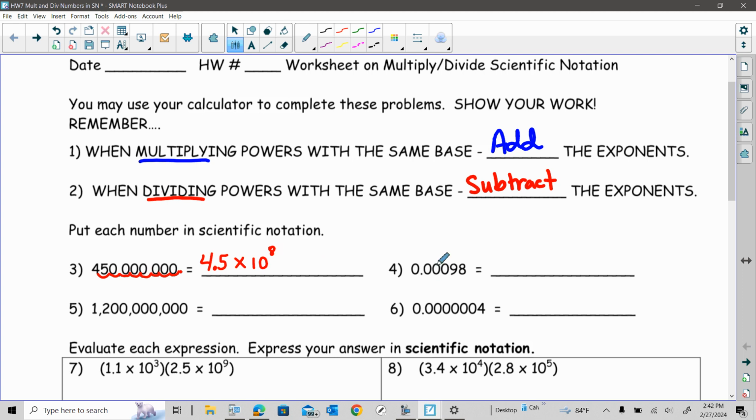Here is a very small number, and I see the decimal. To make this into a number between 1 and 10, I would move to the right 1, 2, 3, 4 times to get 9.8. And this is now 10 to the negative 4. So if I'm starting with a very, very small number, the exponent is always going to be negative. So see if we can do 5 and 6.